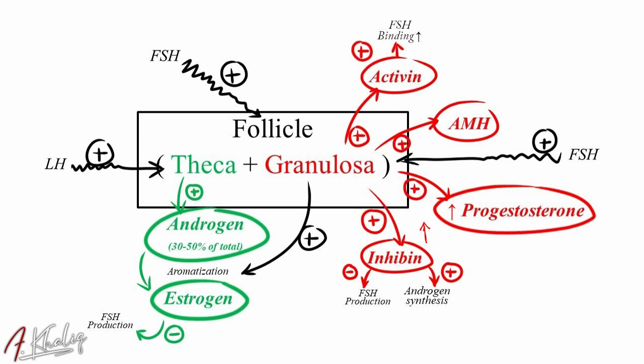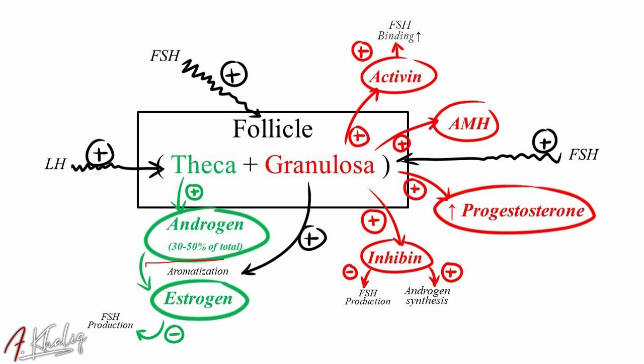Now this inhibin is going to decrease the production of FSH through the negative feedback loop, and this inhibin is going to increase the production of androgens. Now, the second part of the story is the theca cells. These are going to produce the androgen, and these androgens account for 30 to 50% of the total androgens in the body. And finally, these androgens are changed into estrogen.